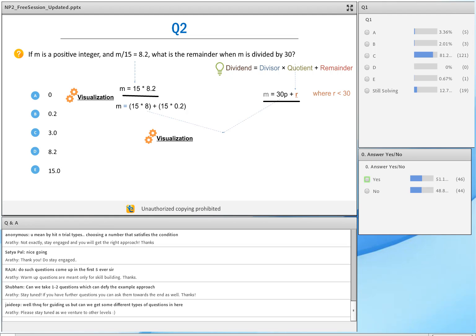Again, as we visualize this, we can really see that this number, 15 times 8, is divisible by 30. Why? Because you can express 8 as 2 times 4, which means it's a multiple of 30. So that's 15 times 2 is 30, 30 times 4, that's divisible, and then 15 times 0.2 is 3. So when you compare this to this equation, you can really say that the remainder is 3 over here.